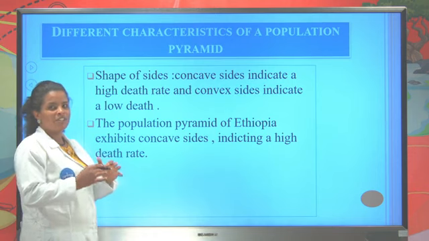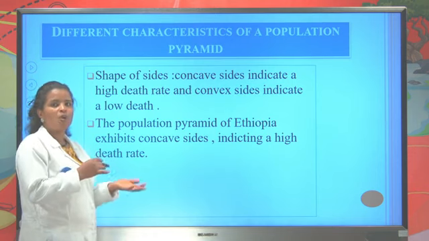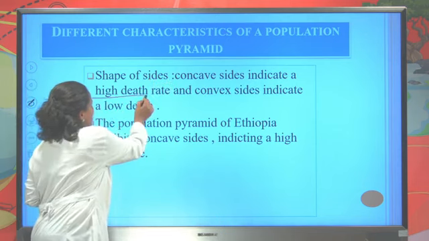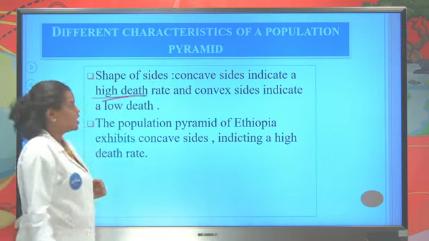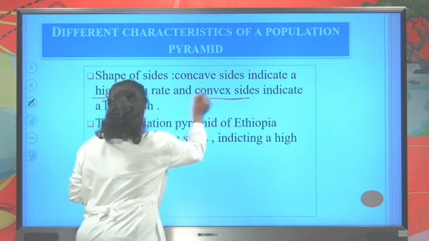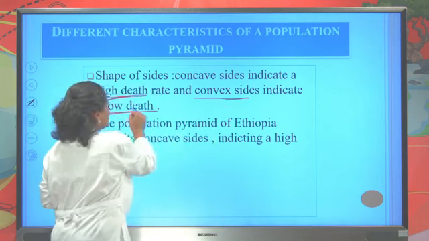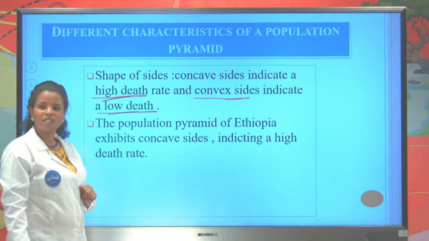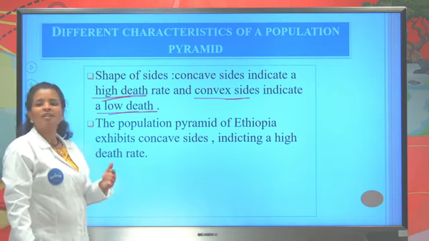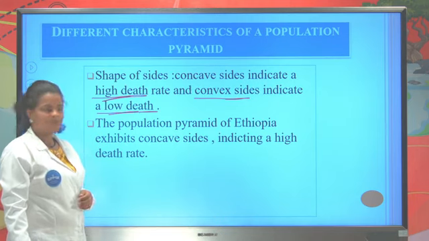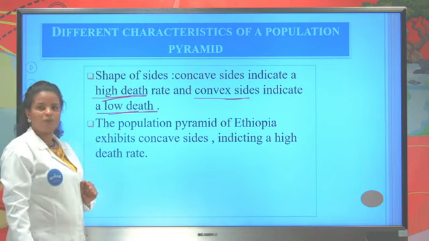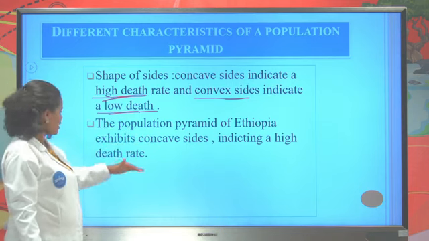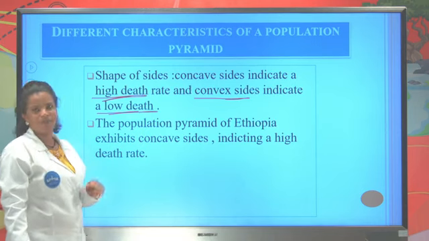And also it has a shape, concave or convex. The concave side indicates high death rate. The convex side indicates low death rate. So the concave and convex shape of the population pyramid shows the death rate. In the population pyramid of Ethiopia, the concave side indicates it has a high death rate.